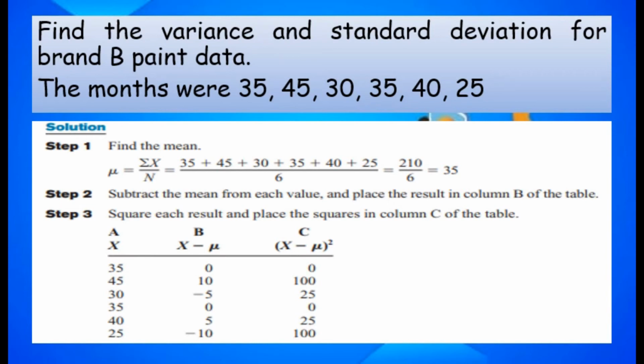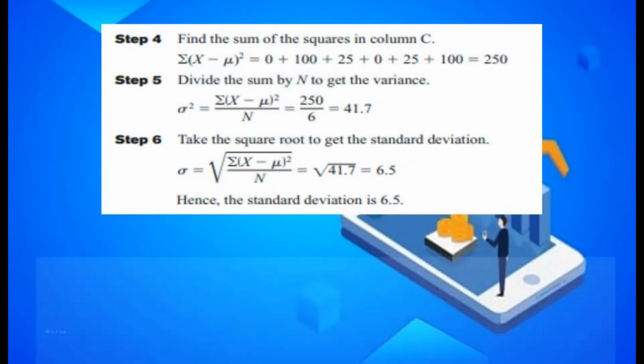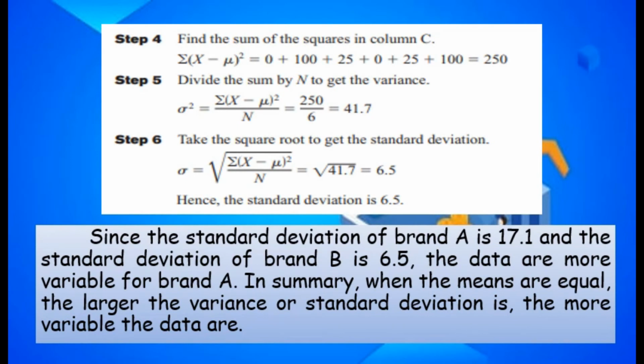Then subtract the mean, which is 35, from each value and place the result in column B of the table. The next step, square each result and place the squares in column C of the table. As you can see on the screen, the answers are already in column C. So step 4, find the sum of the squares in column C. The summation of the quantity x minus mu, quantity squared, equals 0 plus 100 plus 25 plus 0 plus 25 plus 100, which equals 250.